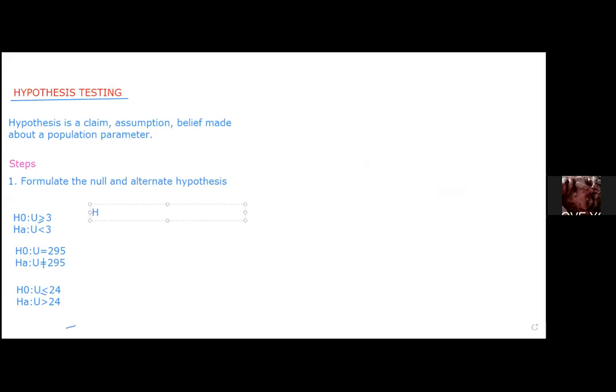So H O is such that mu is less than or equal to 52. Then H A is such that mu is greater than 52. So which tail are we doing? One tail. I keep asking you which tail because it's important. We'll get to a point that you will know that it is important.